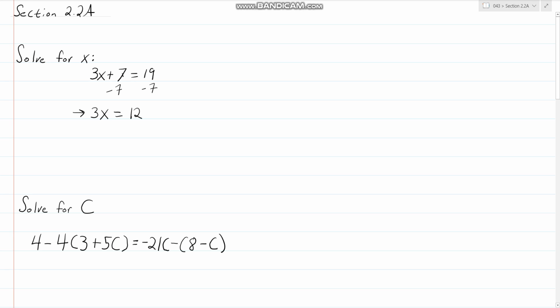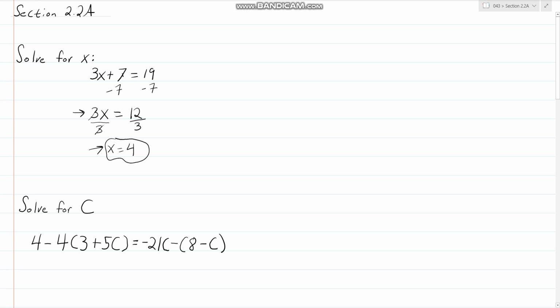Now I have 3x. I need to isolate this x, and since these are being multiplied, if I divide both sides by 3, that would do it, because 3 divided by 3 is just 1. It reduces to 1. And so I will have x is equal to 12 divided by 3, which is 4. So I claim that x equals 4.